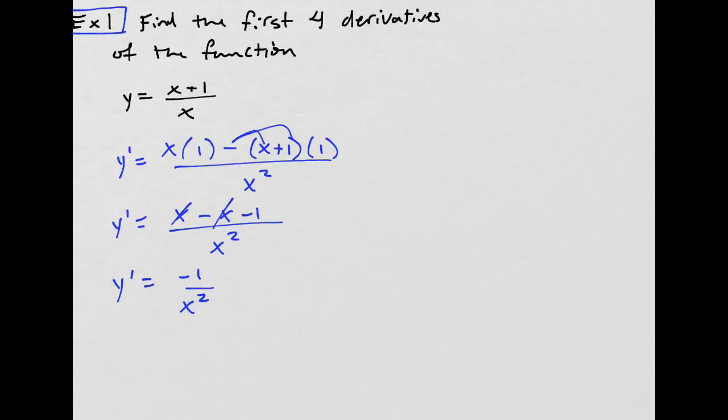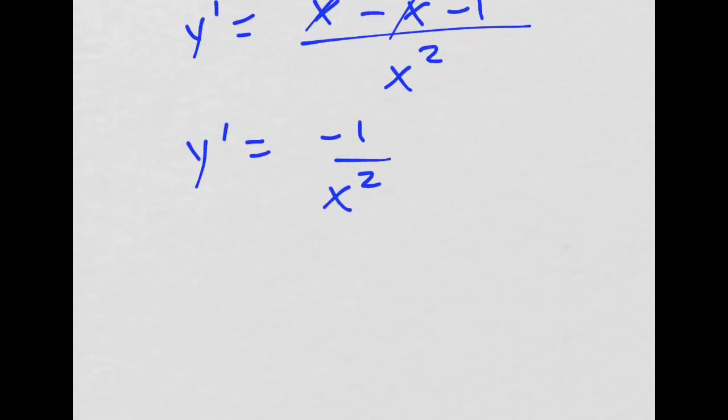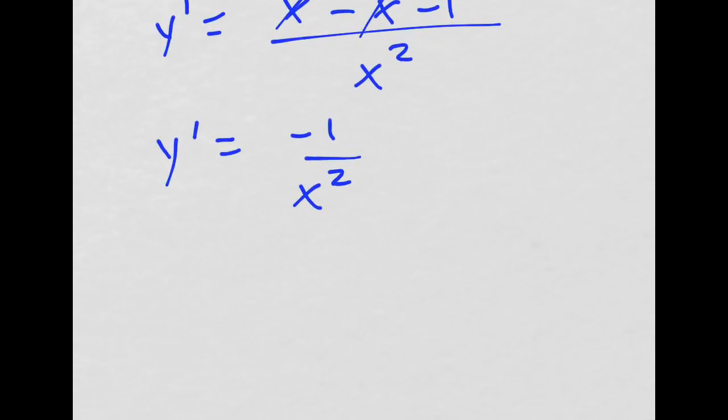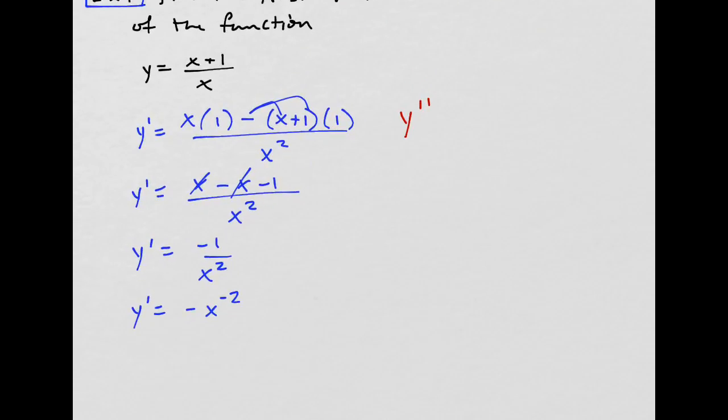And I'll do the second derivative over here. Y double prime. Maybe I don't really have to use the quotient rule on this one. I can change this. I'm going to change this y prime. So it would be negative x to the negative 2. Now I can use the power rule. Amazing! So that's what I'm going to do. Don't mean to write with blue. I mean to write with red.